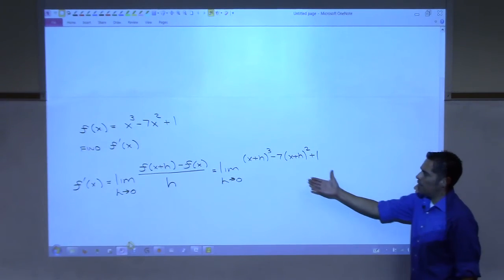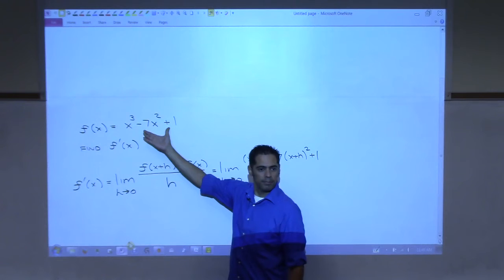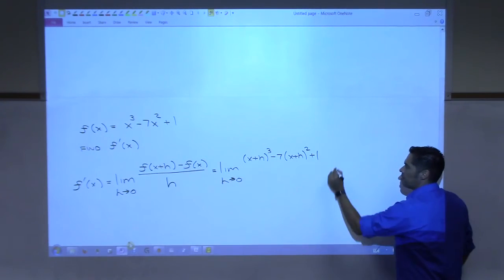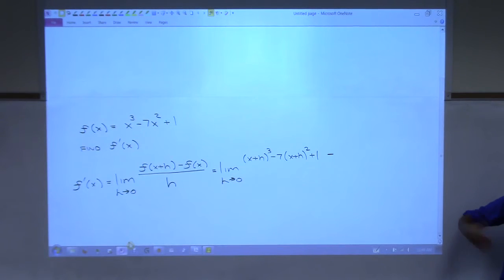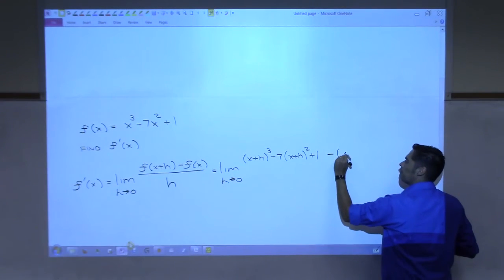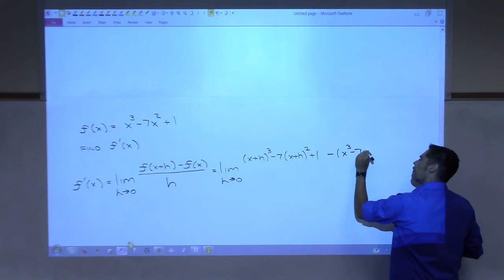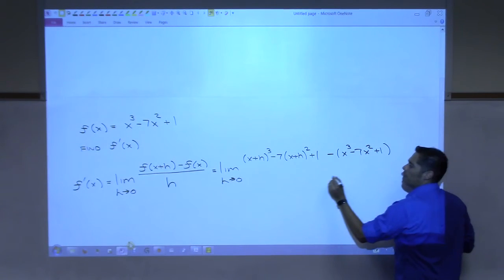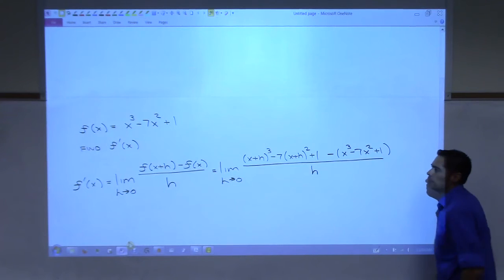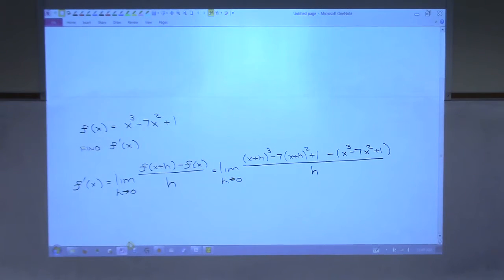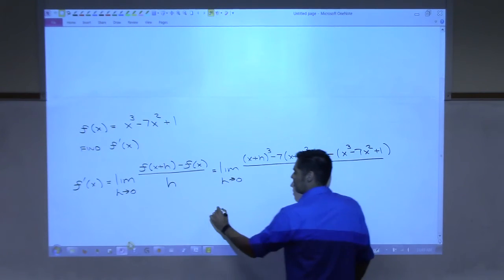That's just me plugging x plus h into the function. Minus, what's being subtracted? f of x. So the entire function rewritten again. All of this over h. And we have the pleasure of expanding this.